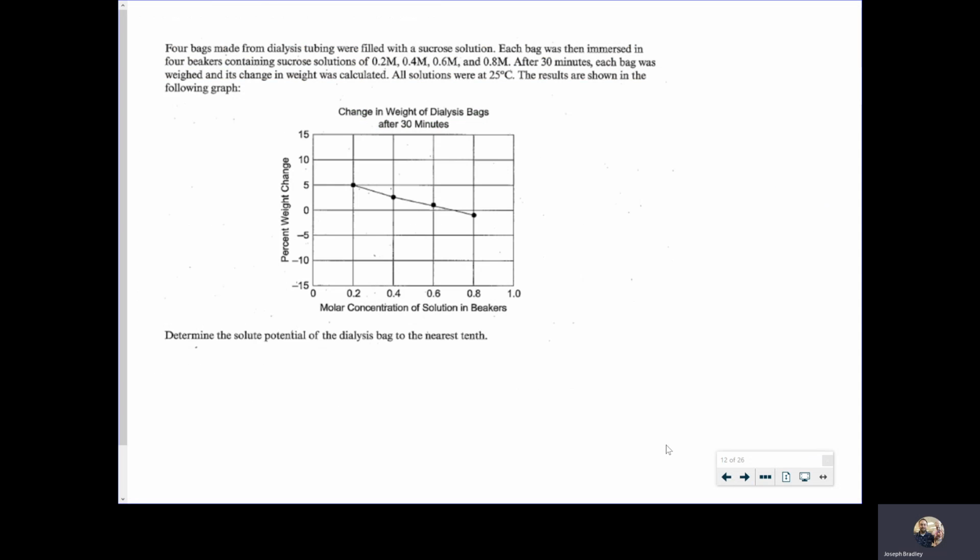So this is an example problem for this, and we will actually do this one in class. I'm going to leave this here so that we can go over this in class. But this is a sample of an osmotic potential problem that would have come from an AP exam.